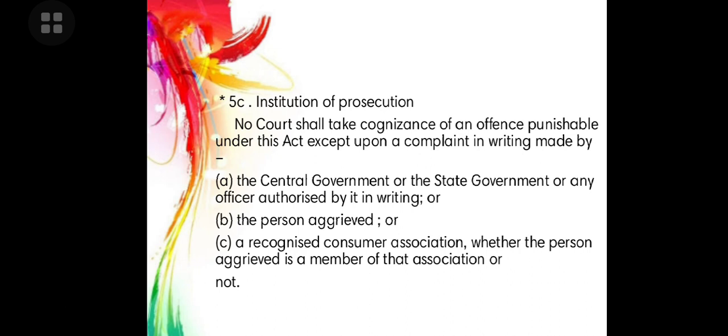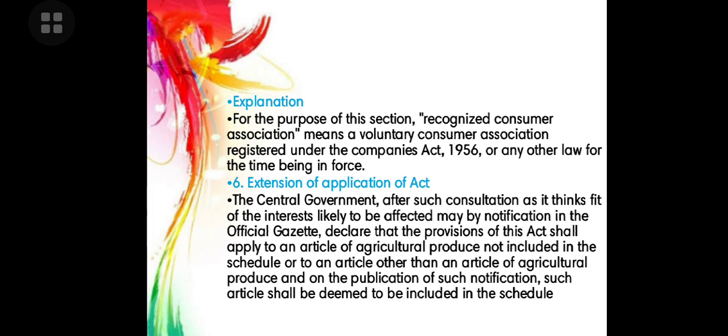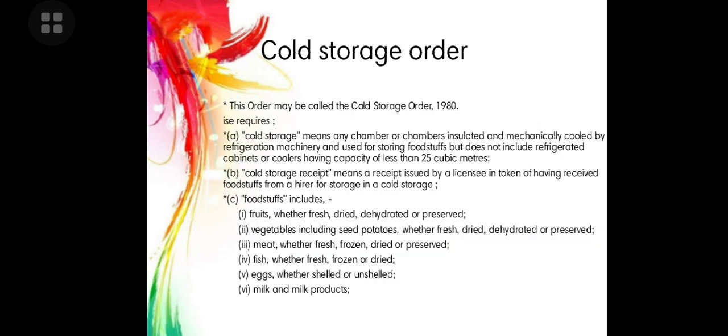Institution of prosecution. No court shall take cognizance of an offence punishable under this Act except upon a complaint in writing made by the person aggrieved or a recognized consumer association, whether the person aggrieved is a member of that association or not. Explanation: for the purpose of this section, recognized consumer association means a voluntary consumer association registered under the Companies Act, 1956. Extension of application of Act. The central government, after such consultation as it thinks fit of the interests likely to be affected, may by notification in the Official Gazette extend the Act.